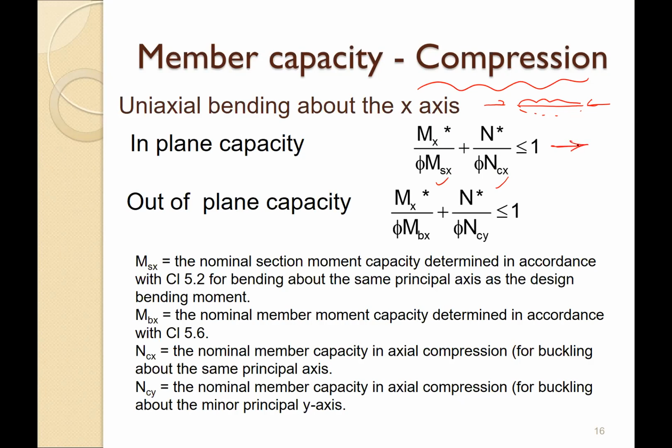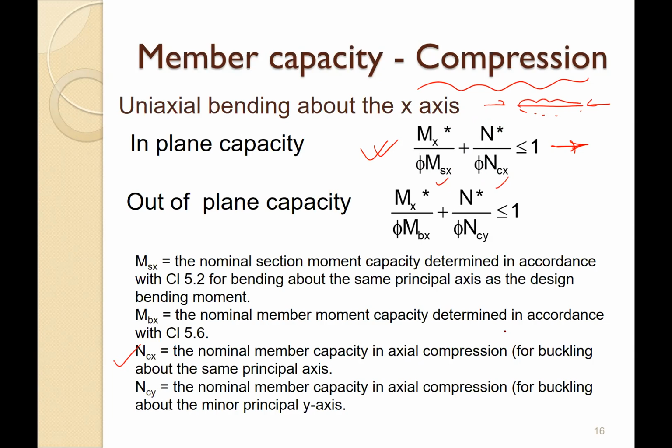In this case, in-plane means both are happening in the same plane, about the x-axis. That's why x is appearing here. Am I right? Think carefully about this. If you look at this expression, it is bending about the x-axis, so that's the section capacity ratio. The second term gives you the possibility of buckling about the same axis. That's why we say in-plane. And NCX is the nominal member capacity in axial compression for buckling about the same principal axis, which is obvious because that will limit the capacity.